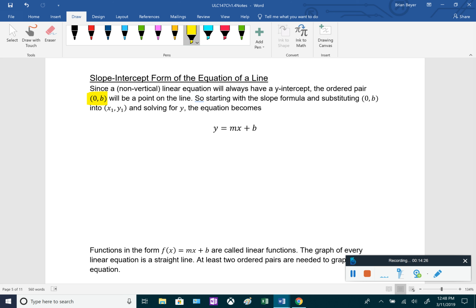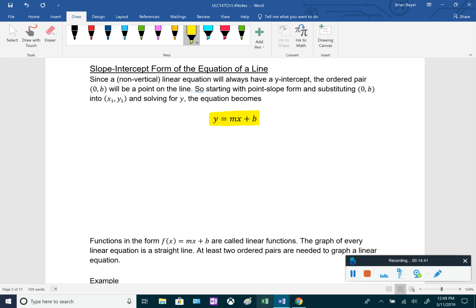So what we're going to do is start with the slope formula, and substitute 0, b into x1, y1, and then solve it for y. Once we do that, we're going to see that we get this equation of the line. Actually, I just changed it in here. I'm going to start with the point slope form, I think it'll be a little bit easier. So starting with the point slope form, y minus y1 equals m times x minus x1. We know that the point slope form comes from the slope formula.